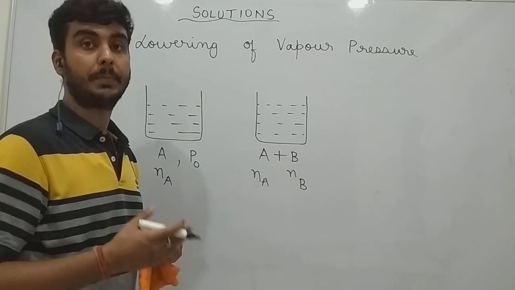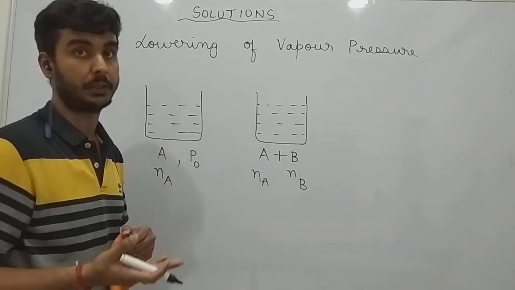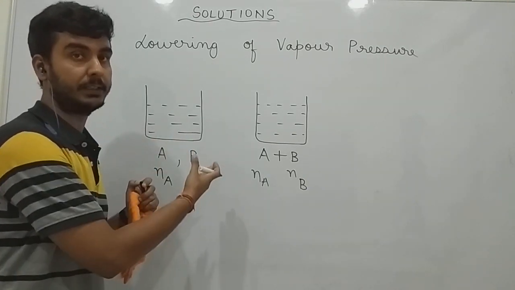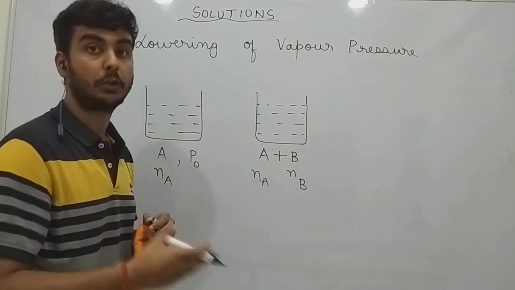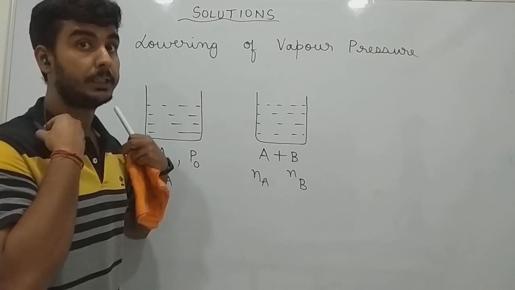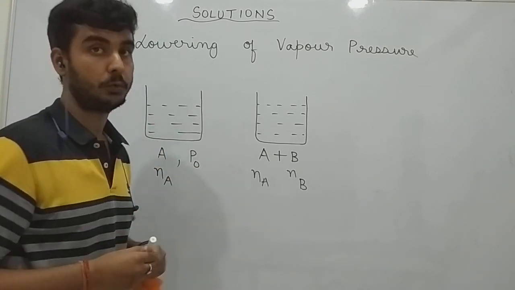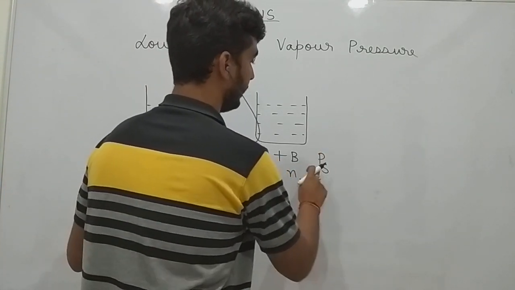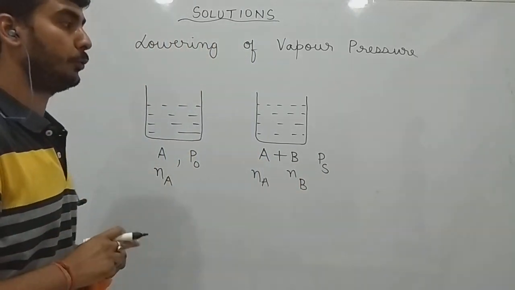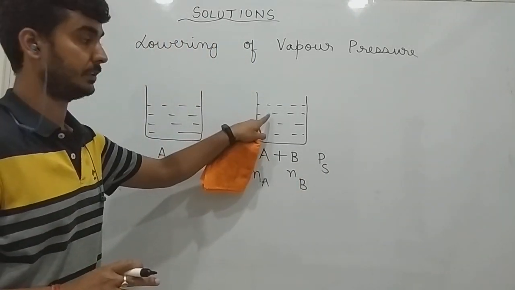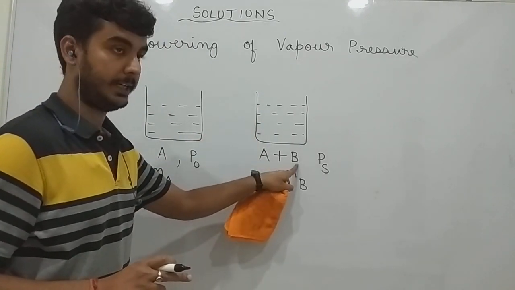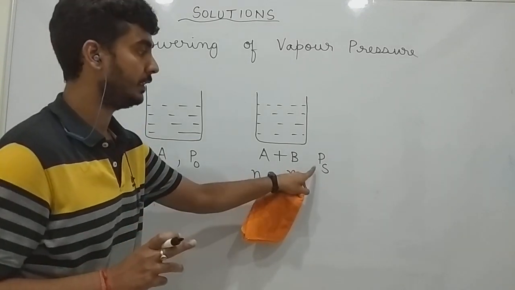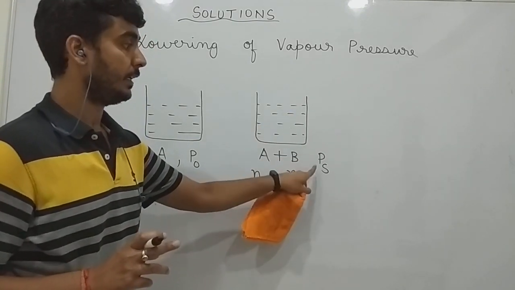Now there will be some vapor pressure of this solution. Earlier we were talking about the vapor pressure of the solvent. Now we are talking about the vapor pressure of the solution when solute B is mixed into it. So let that vapor pressure be Ps. Ps denotes the vapor pressure of the solution. So this solution contains A and B whose number of moles are Na and Nb respectively, and the vapor pressure of this solution is Ps.